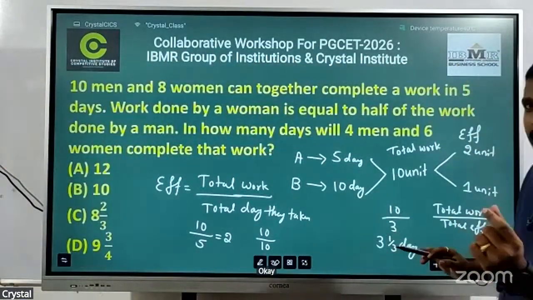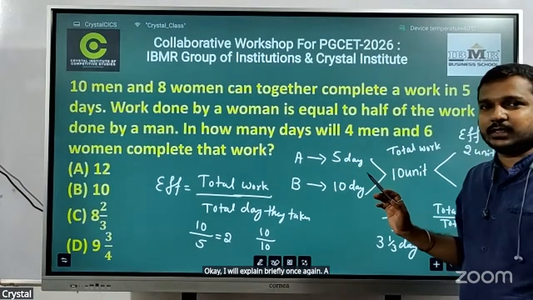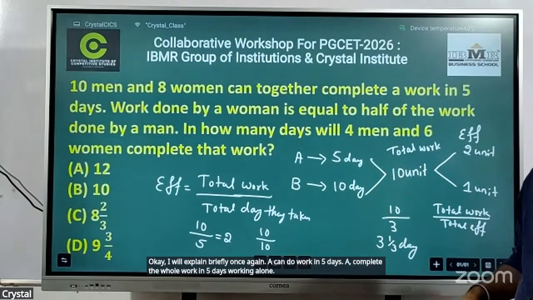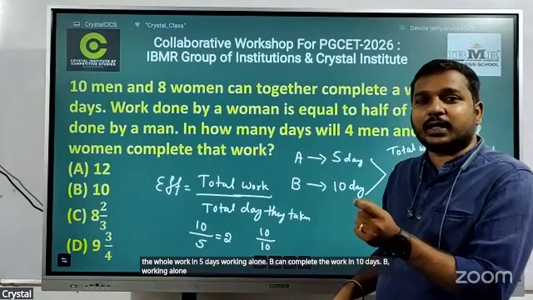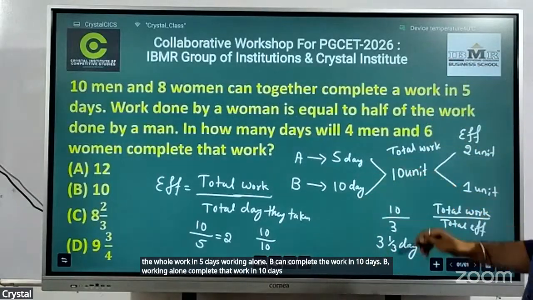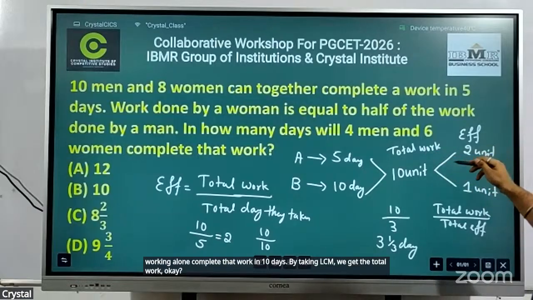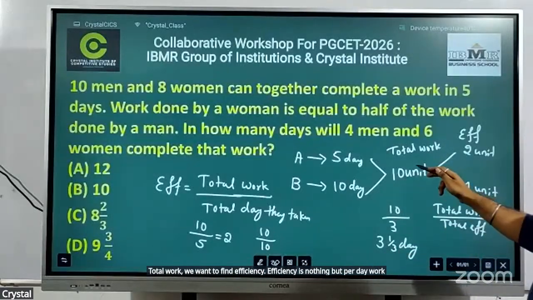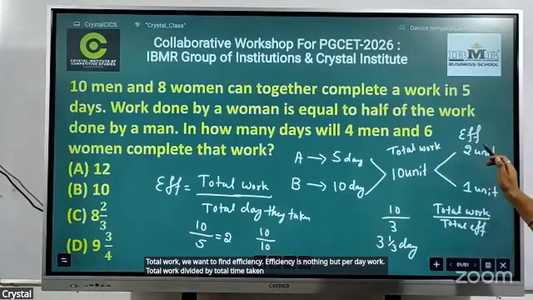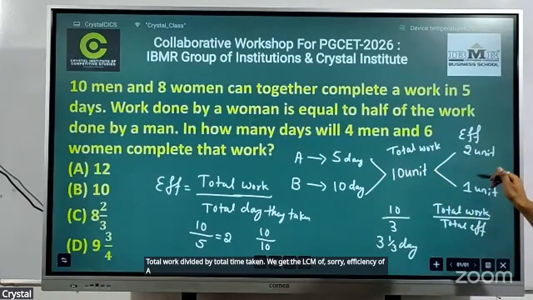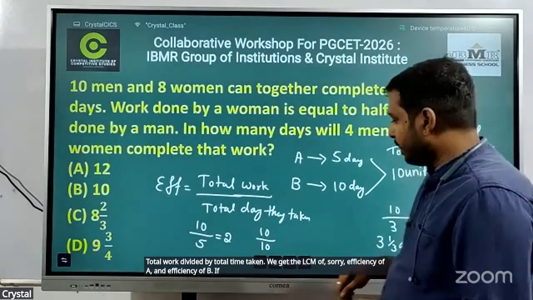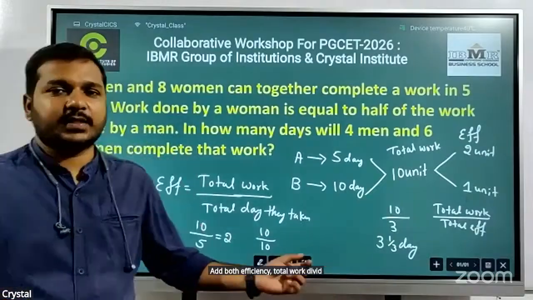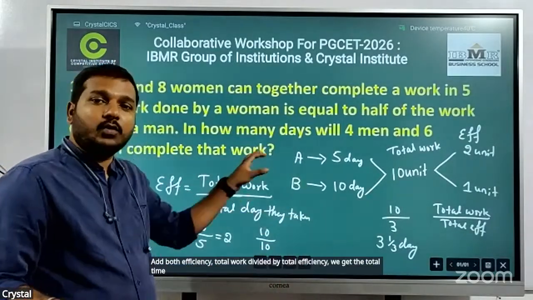Okay, I will explain briefly once again. A can do the whole work in 5 days working alone. B working alone can complete that work in 10 days. By taking LCM, we get the total work. We want to find efficiency. Efficiency is nothing but per day work, total work divided by total time taken. If they work together, we add both efficiencies, and total work divided by total efficiency gives the total time they take to complete the whole work.